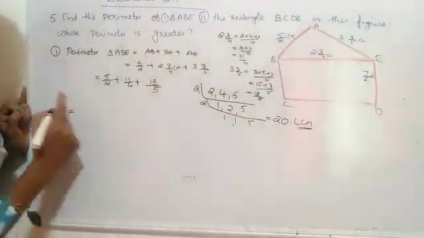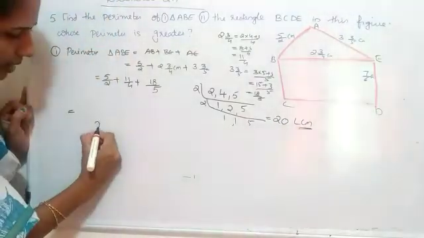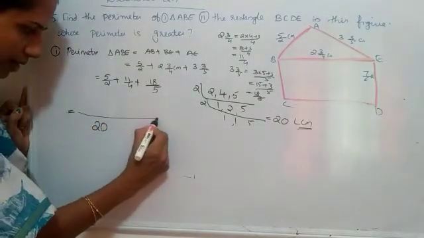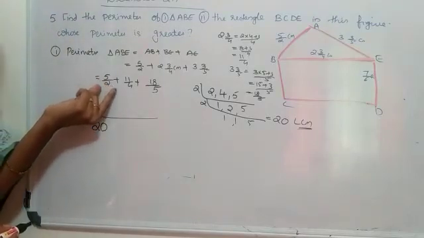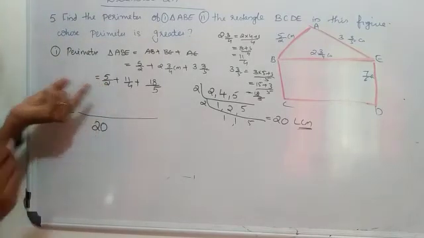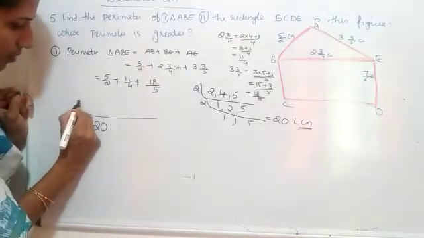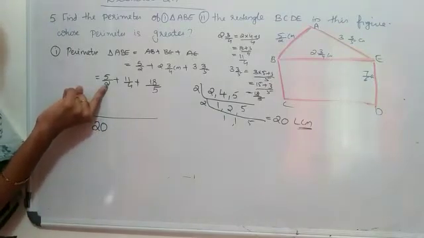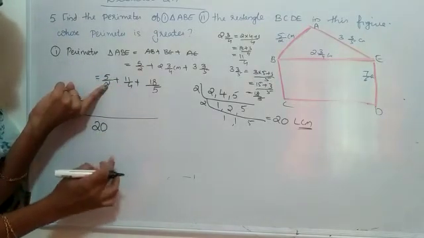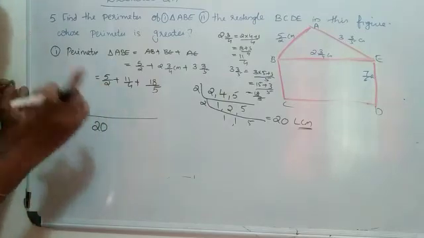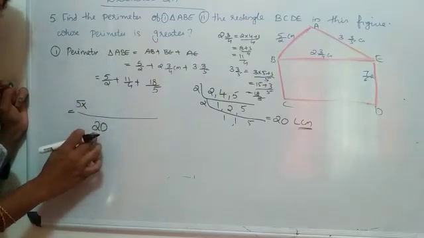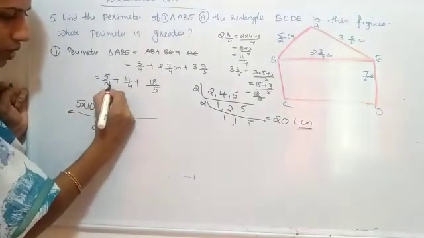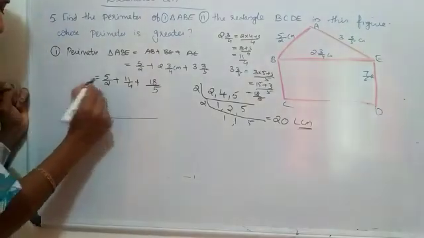Now next step, listen. Write the LCM as denominator, 20. Now 5 by 2. When taking 5 by 2, you take only 5 first. 5 into, see here it is 2. When you are multiplying a number with 2, you will get 20. What is that number? Yeah, that is 10. 10 into 2 is 20. So you are writing only 10.